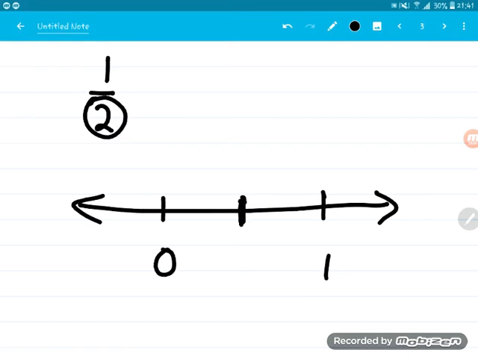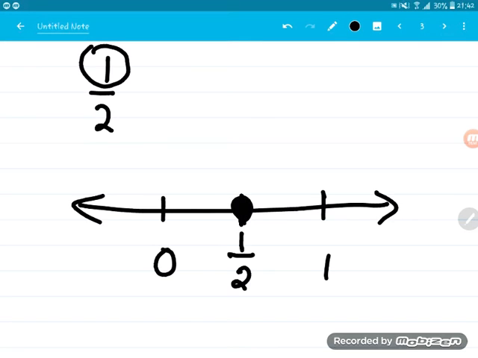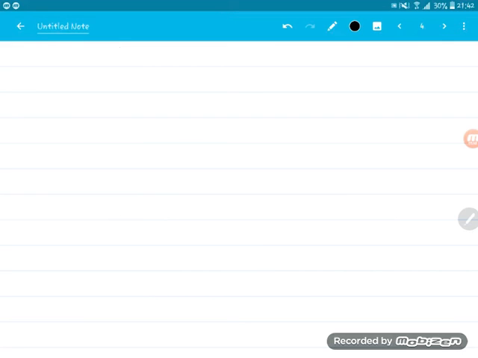Okay, so if I put a mark here, then we can see that this is the first part and this is now our second part. Since we are looking for the first part, then we will write 1 in this location. And since there are 2 parts, we will put the denominator 2 on our given number. This time, we can say that 1/2 is exactly in between 0 and 1.